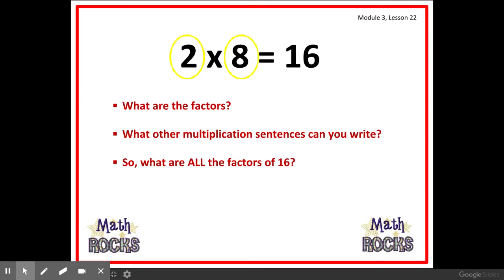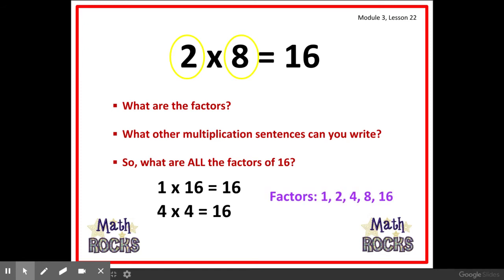Oh, my favorite one is 1. 1 times anything is itself. So 1 times 16 is a super simple one. And let's see, 4 times 4. Yeah, I also love that one because I love anything multiplied by itself as well. Those are the only factors of 16. So if I were to list them out, it would be in order 1, 2, 4, 8, and 16.